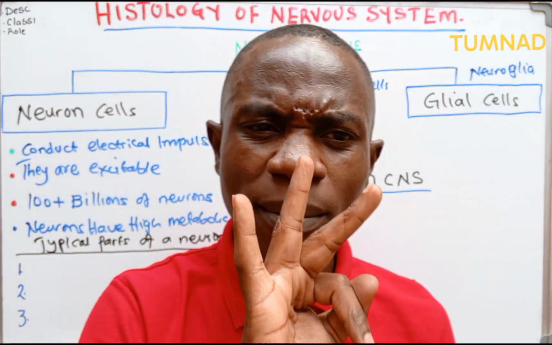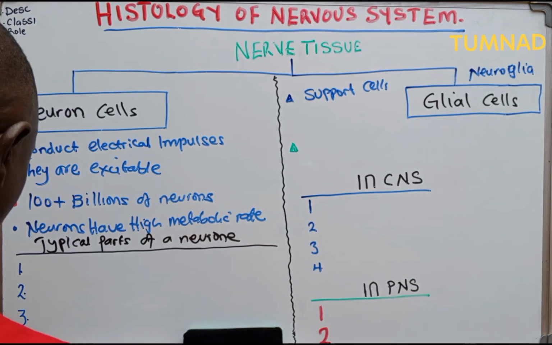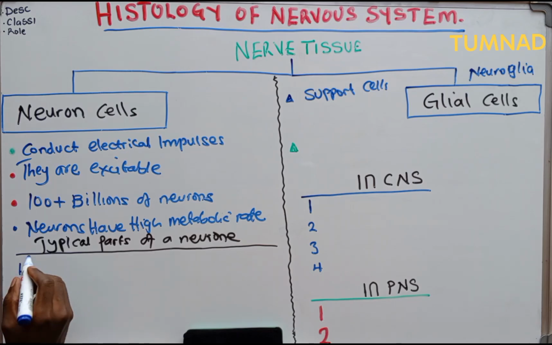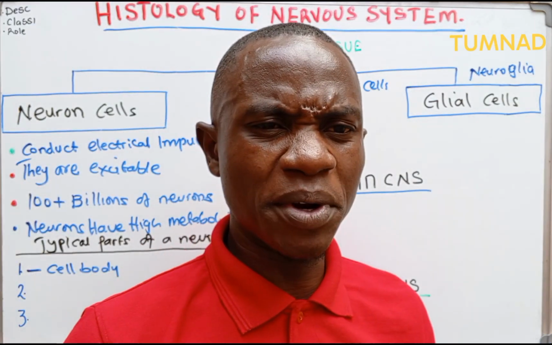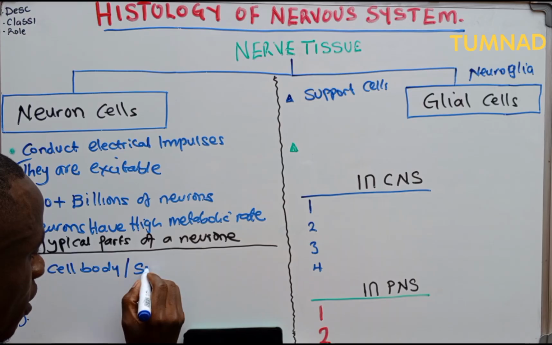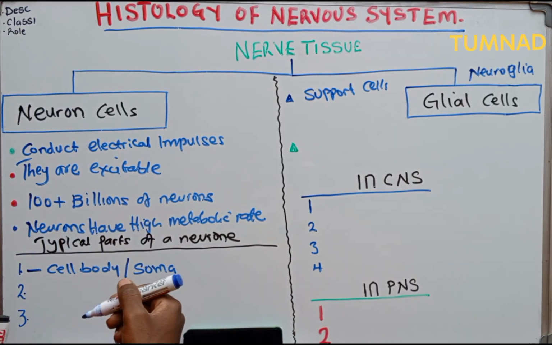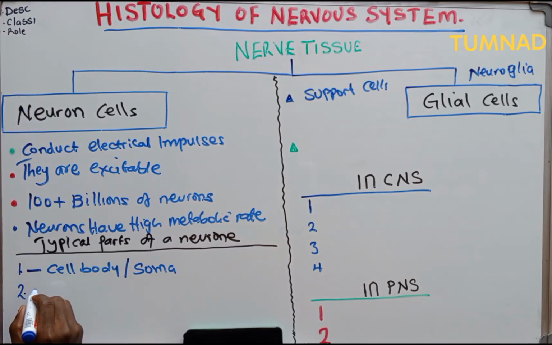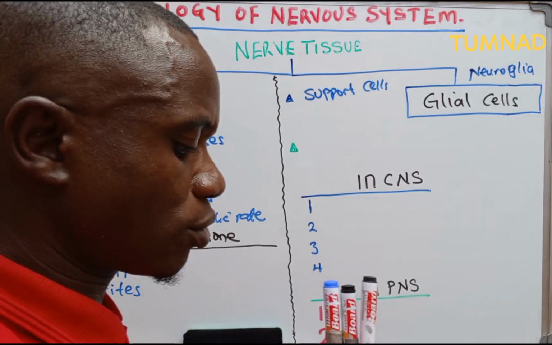There are mainly three typical parts that make up a neuron. What are those three parts? The first one is the cell body. You may find some other people calling it the soma. Another part that makes up a neuron is what we call the dendrites, and the dendrites we shall talk about later.